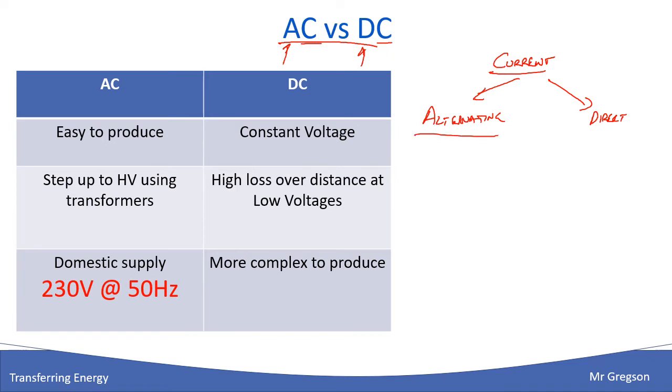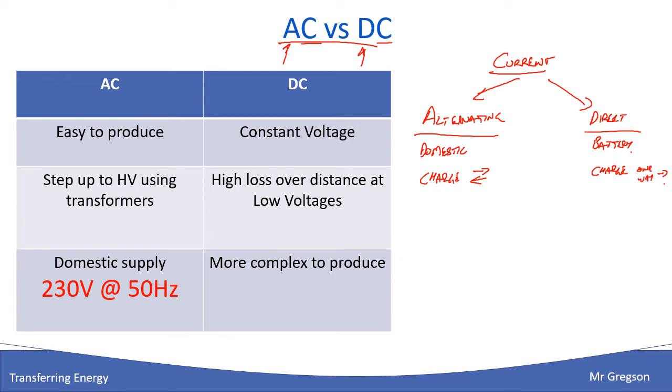Now, an example of alternating current is the normal domestic supply. So what you have in your house is AC, and a good example of direct current would be a battery. All we're talking about is the way the charge flows. In alternating current, the charge will flow backwards and forwards. In a battery, the charge will just flow one way.